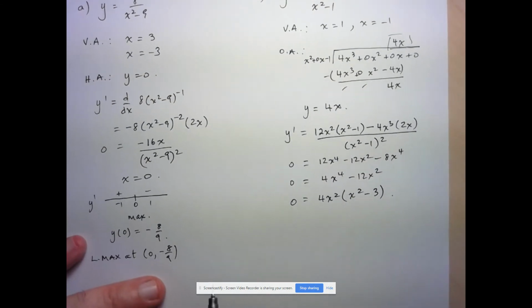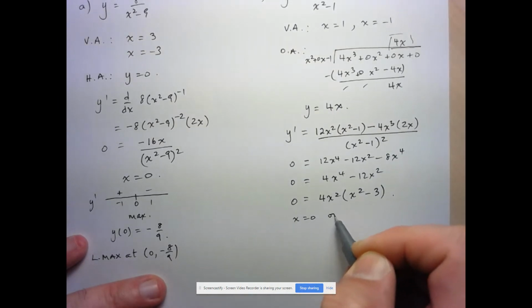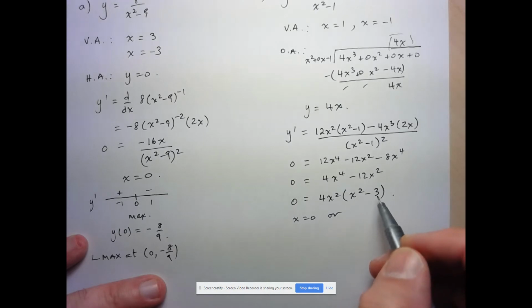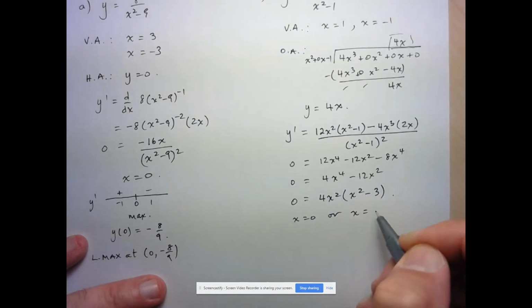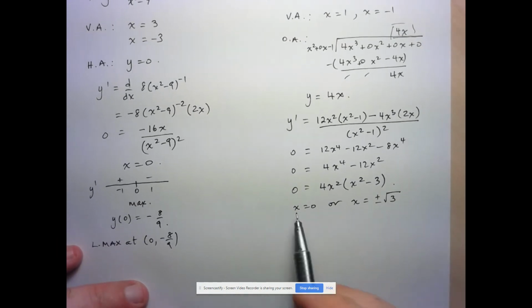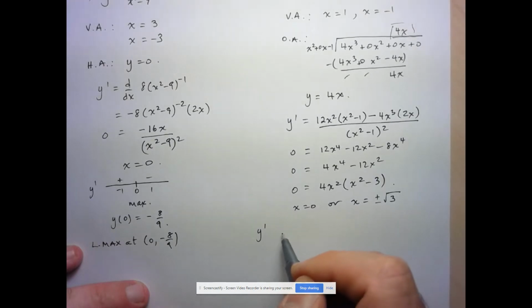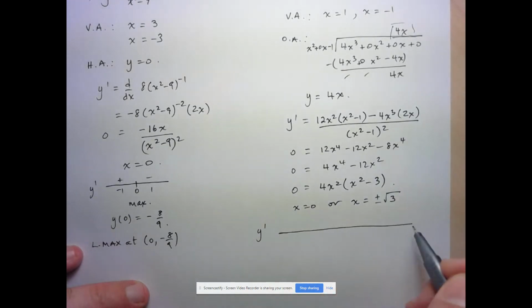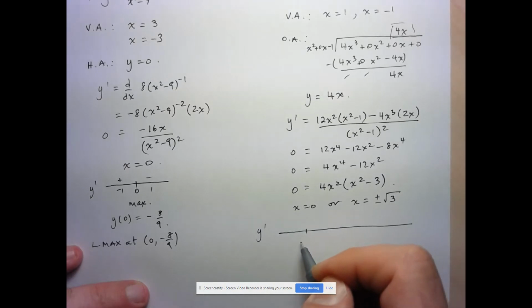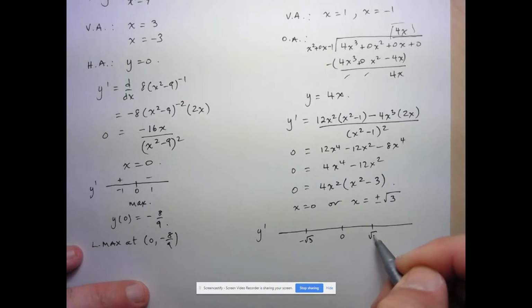All right, so now that I have it in factored form, what's going to make this 0? Well, x equals 0, and what's going to make this here? Well, x can also be equal to plus or minus square root of 3. All right, so I've got 3 critical points. Now let's test our intervals to see if there's a sign change and what that sign change is. So we've got negative root 3, we've got 0, and we've got root 3.